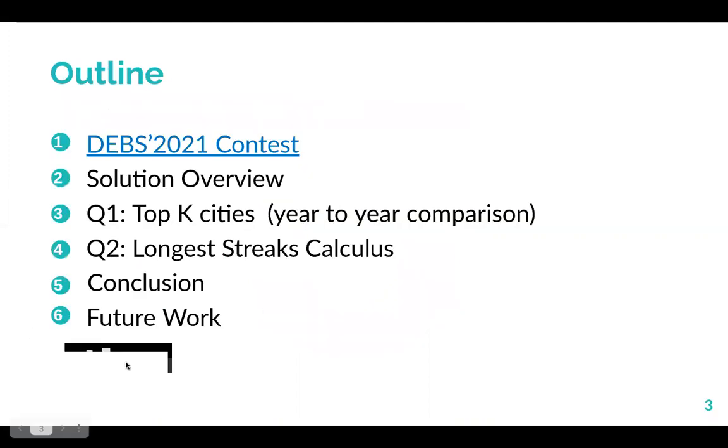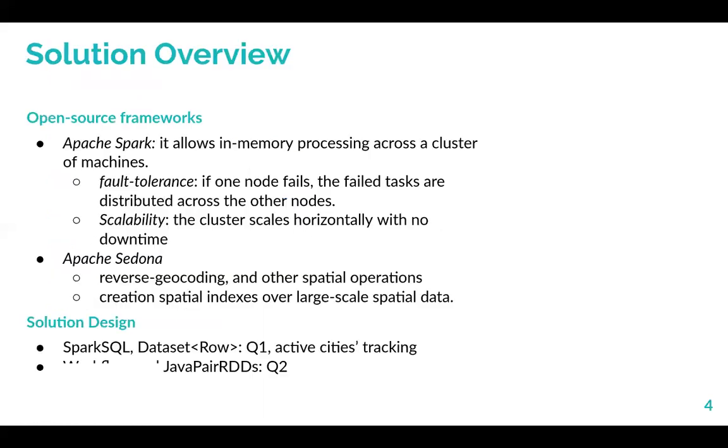The outline of my presentation is the following. I invite you to check the 2021 contest video, which describes the contest. I will present my solution overview as well as the design and implementation details of query number 1 and query number 2 in my solution. Query number 1 calculates top K cities with year-to-year comparison of AQI, and Q2 calculates the longest tracks for each city. Finally, I will conclude my presentation and present future work.